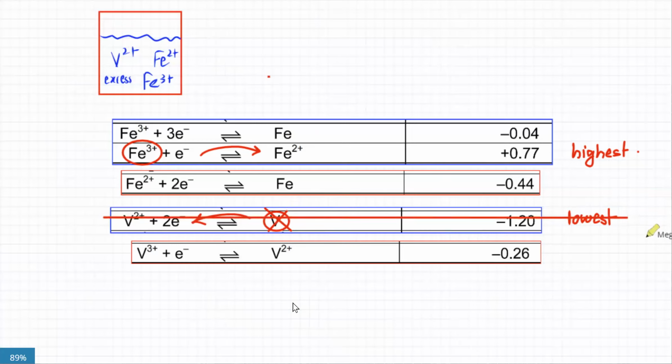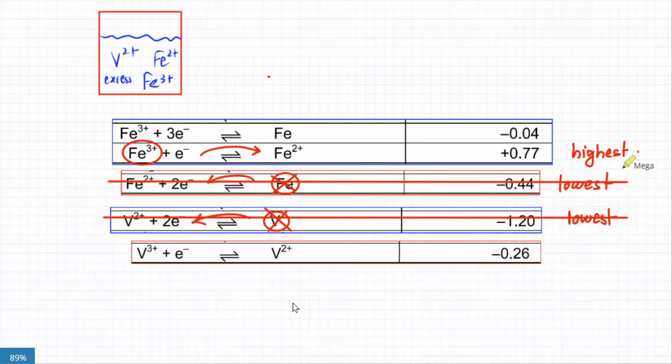So removing that, which one is my lowest E naught? The lowest E naught is minus 0.44. That's the one that's supposed to lose electrons. But we don't have any Fe. Look at the beaker. There is no iron. There's iron ions, but no iron. So we're going to get rid of this equation as well.